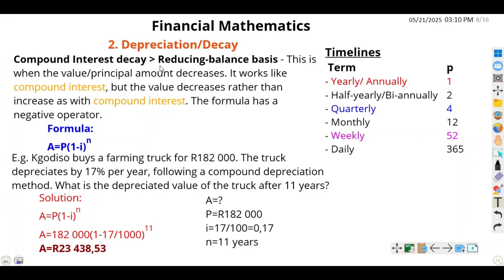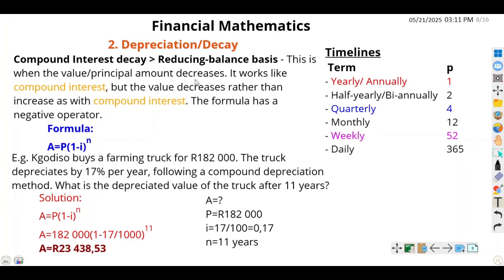What other term can they use? Sometimes they will use this term, reducing balance basis. So if you read a question and you see they're saying calculate, depreciating using a reducing balance method or reducing balance basis, you know that this speaks to compound interest decay, and the formula becomes that one for compound interest. But remember, it's decay, it's depreciation, so minus. Okay, so depreciation here or decay, then you know that it's going to be minus there.